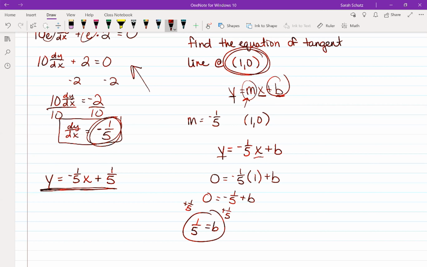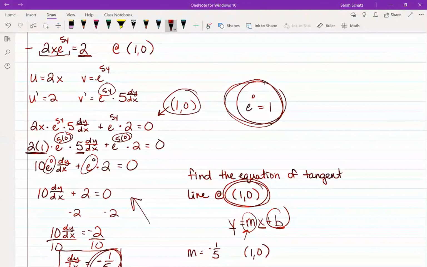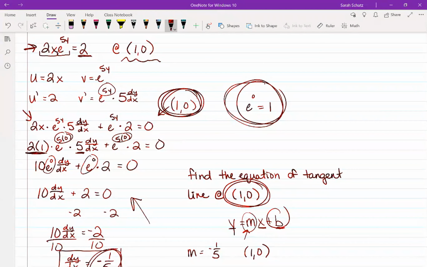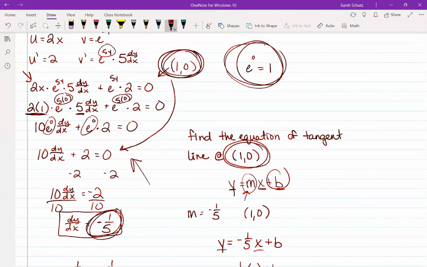Okay, so we did a lot on this one, so let's summarize. We started with this equation here, 2x e to the 5y equals 2, and we wanted to find dy/dx at the point (1, 0). The first thing we did was take the derivative of everything using all that product rule. Once we found the derivative of everything, that's when we put in x is 1 and y is 0. That got us all the way down to here, and then we solved for dy/dx. We got negative 1/5, which in turn, remember, is the slope of the tangent line.